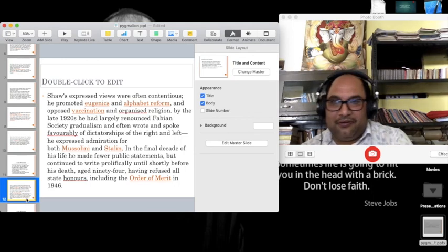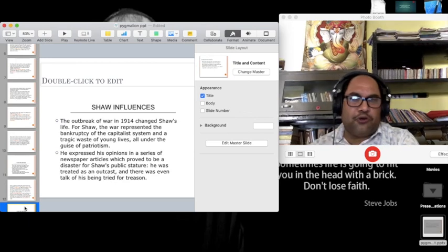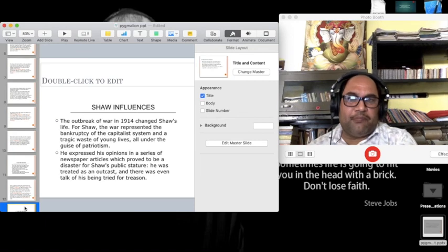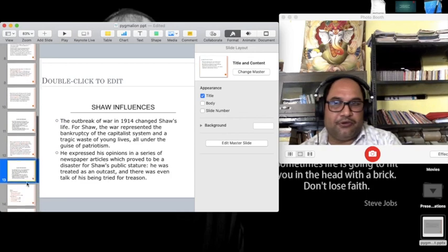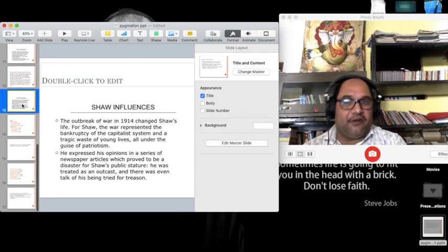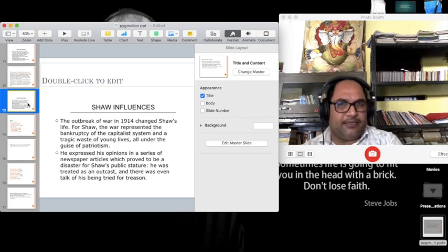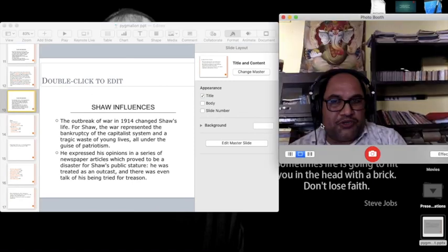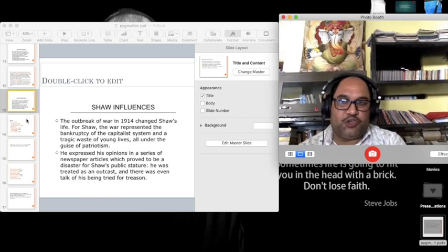Now, the outbreak of war in 1914 changed Shaw's life. For Shaw, the war represented the bankruptcy of the capitalist system and a tragic waste of young lives, all under the guise of patriotism. He expressed his opinions in a series of newspaper articles, which proved to be a disaster for Shaw's public stature. He was treated as an outcast, and there was even talk of his being tried for treason.